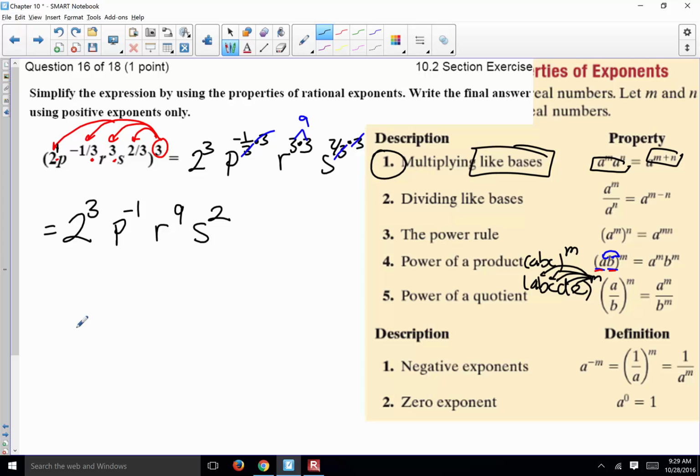Is this our final result? When you square 2 or cube 2? Yes. You are obligated to compute powers of numbers. 2 cubed can be computed, so you need to multiply. This is 2 times 2 times 2, which is 8.